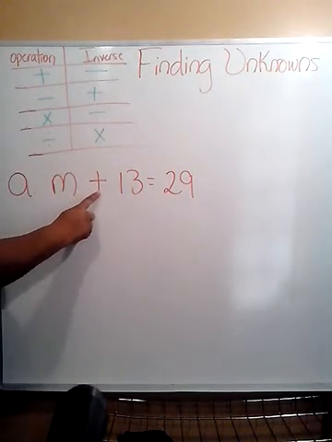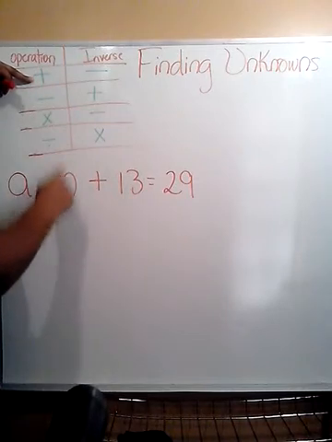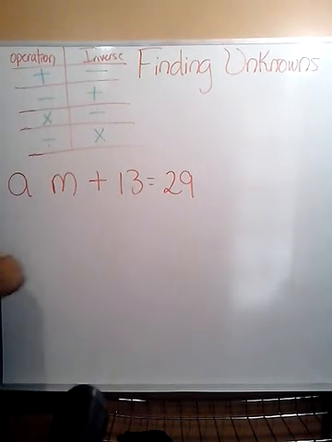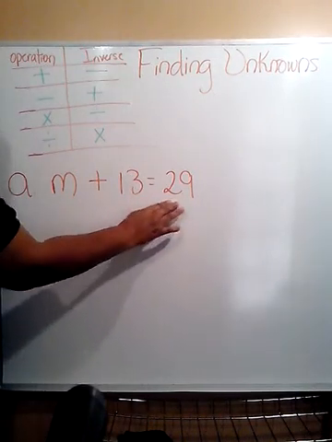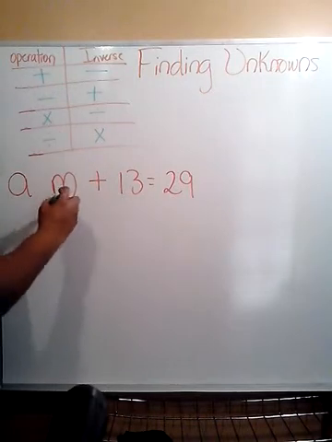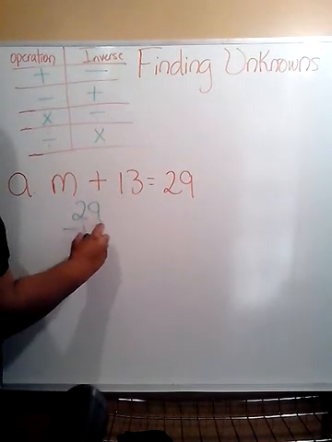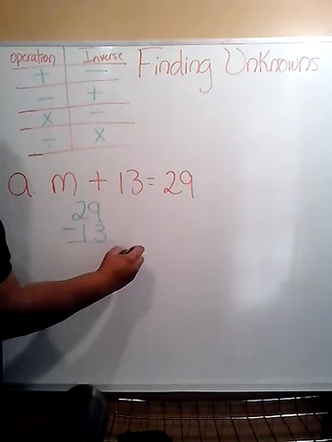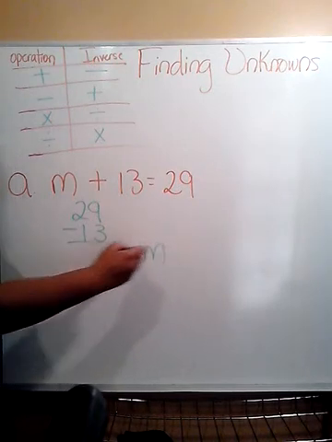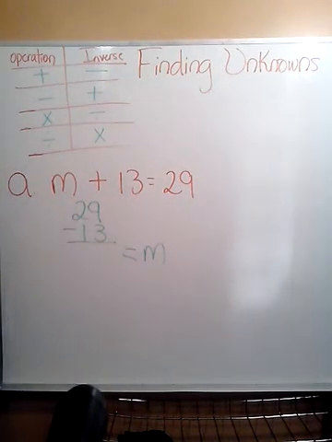If the operation is addition, I come over here to my chart, the operation is addition. We're going to use the inverse to solve. It says the inverse is subtraction. So I'm going to rewrite my problem using the inverse operation. So I'm going to say 29 minus 13, okay, and whatever answer I get is going to equal M. 29 minus 13 equals M.